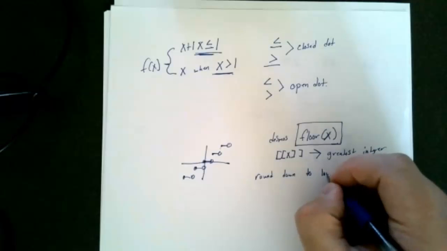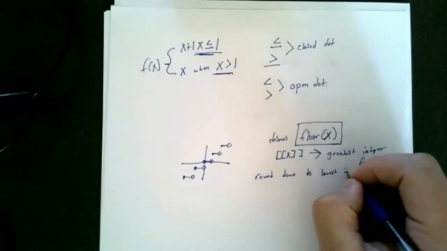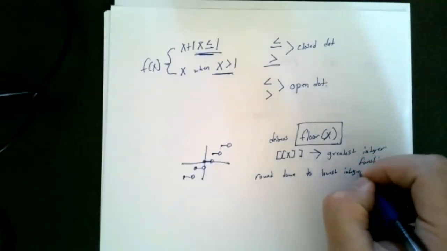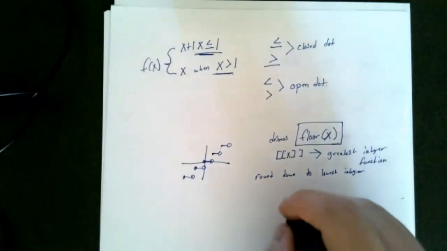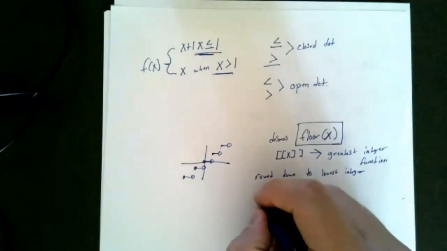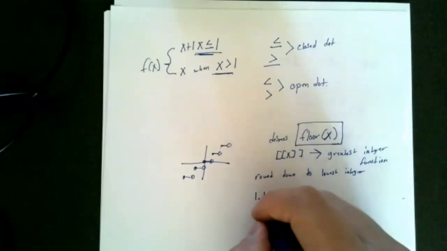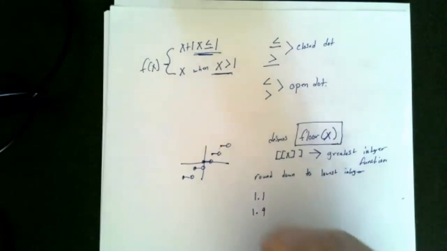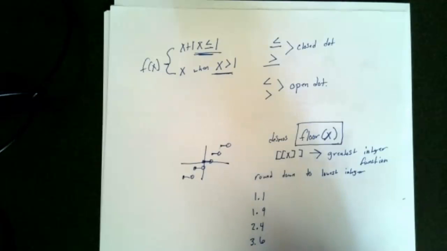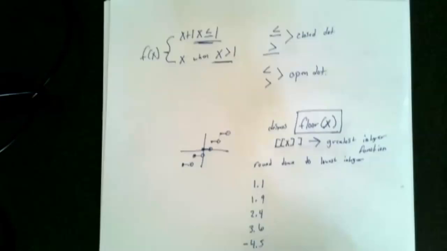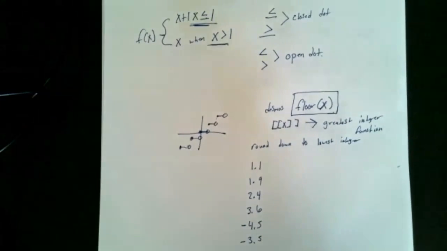to the lowest integer, or to the greatest integer closest to it. So I'm going to write down a series of numbers. I'm going to take 1.1, 0.9, 2.4, 3.6, a negative 4.5, and a negative 3.5. Okay, and this all corresponds to the greatest integer function.